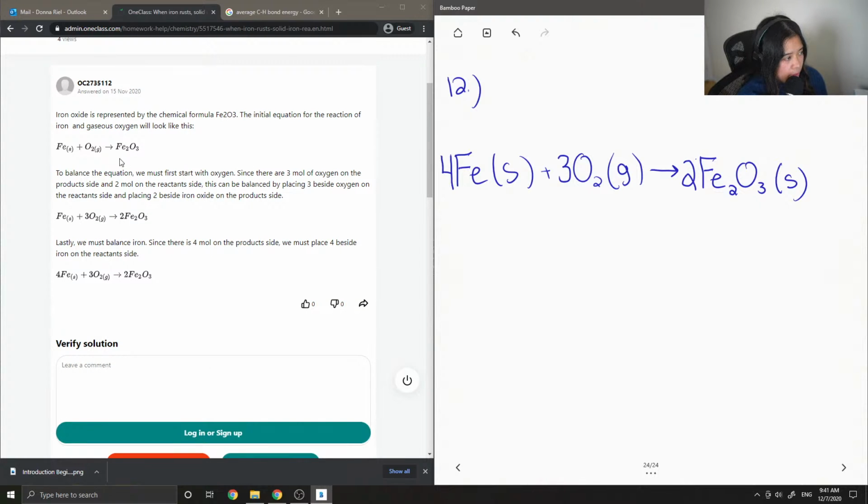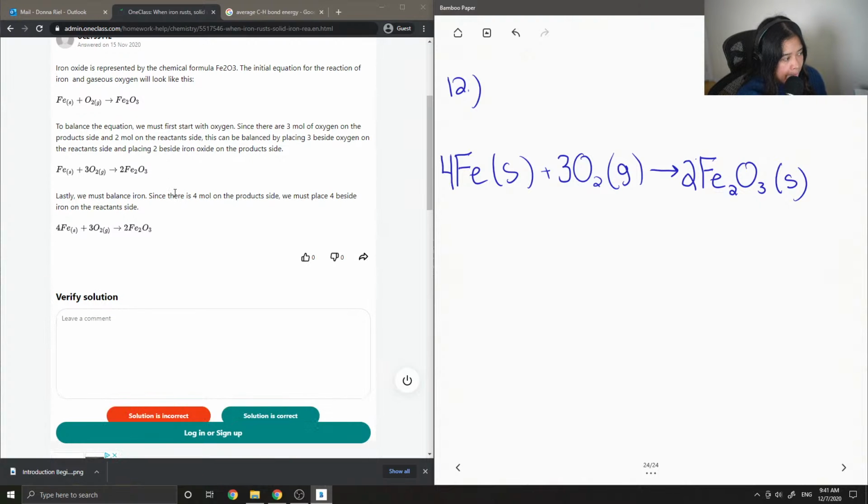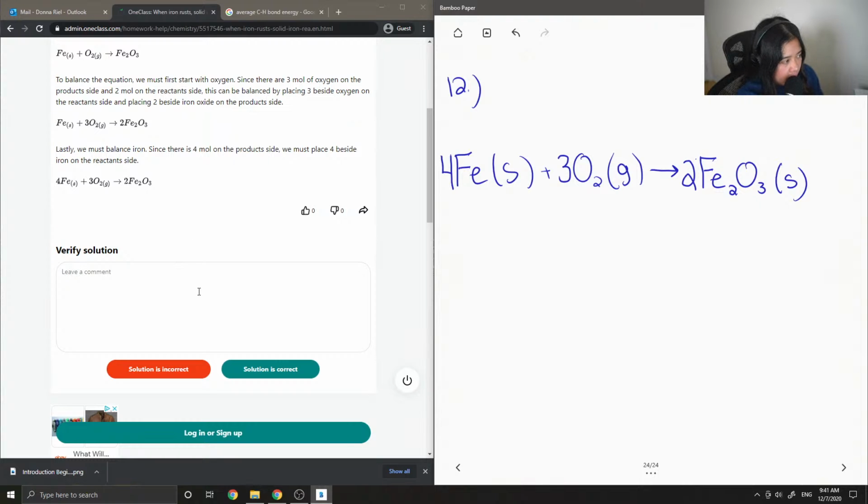And the junior tutor showed the initial equation. To balance this, we must first start with oxygen, since there are 3 moles on the products, 2 moles on the reactants. This can be balanced by placing 3 beside the oxygen in the reactant side and 2 beside iron oxide in the products. And then they balance the iron. Yep, so the solution is correct.